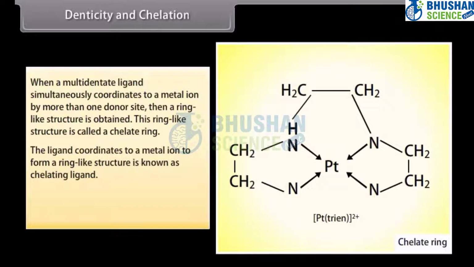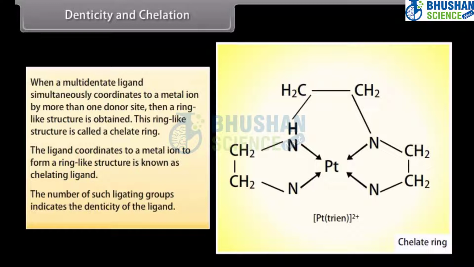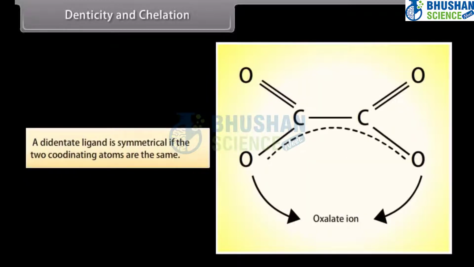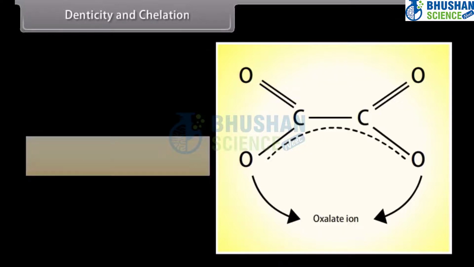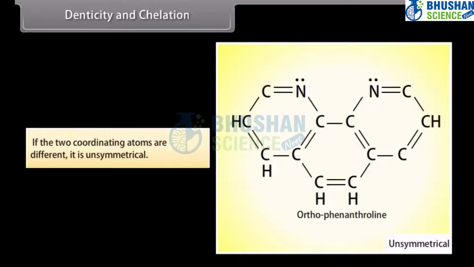The ligand that coordinates to a metal ion to form a ring-like structure is known as a chelating ligand. The number of such ligating groups indicates the denticity of the ligand. A didentate ligand is symmetrical if the two coordinating atoms are the same. If the two coordinating atoms are different, it is unsymmetrical.